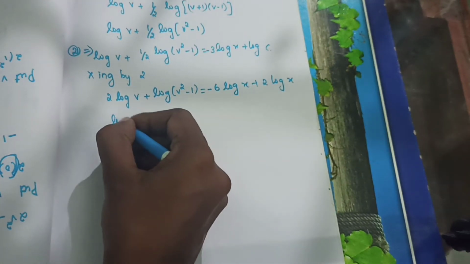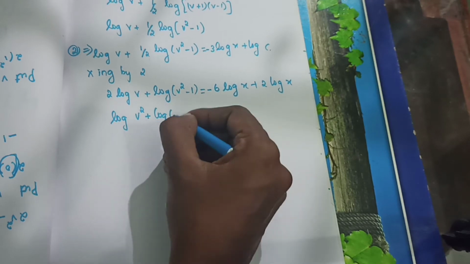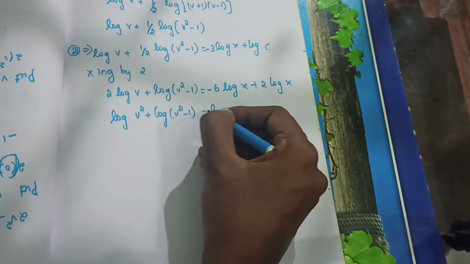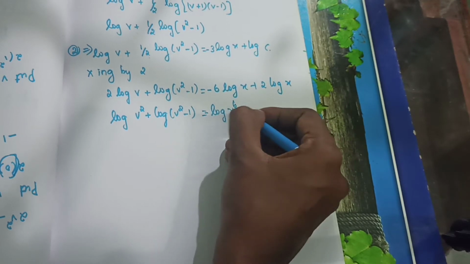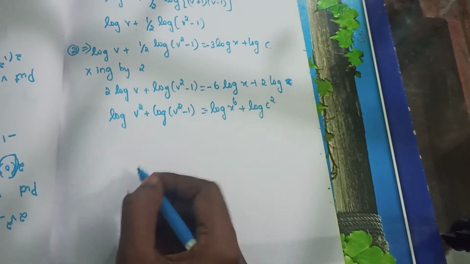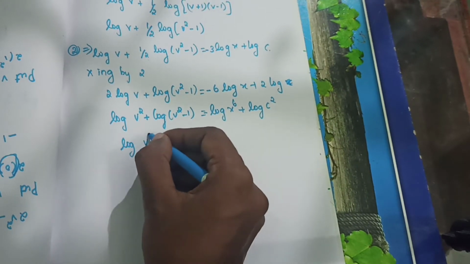Then how will you write this 2 as log v square? It will go to the power. So log of (v square minus 1), this also will go to the power. That is minus log x power 6 plus log c square. Okay, log c square. Now log of a into b means log a plus log b, correct?